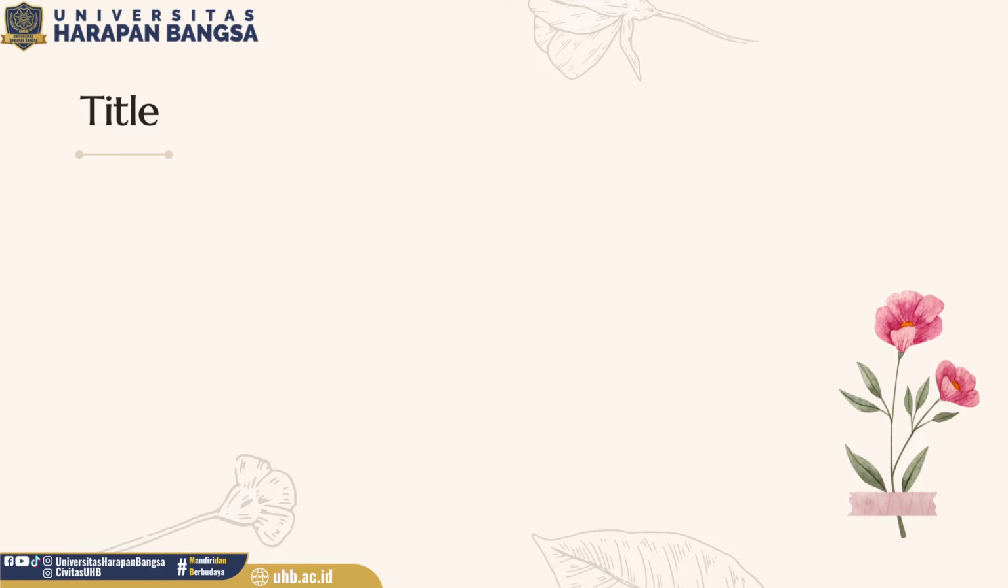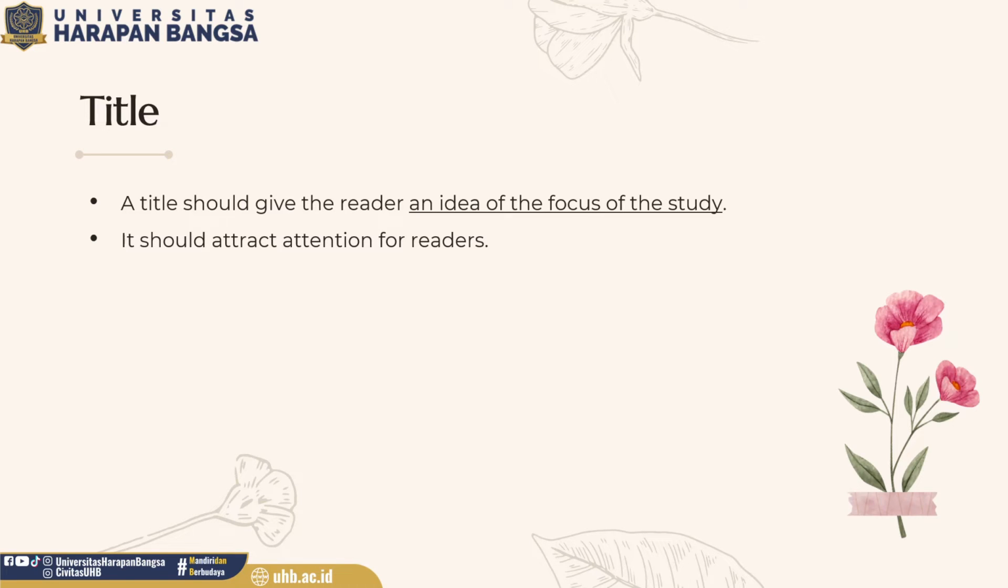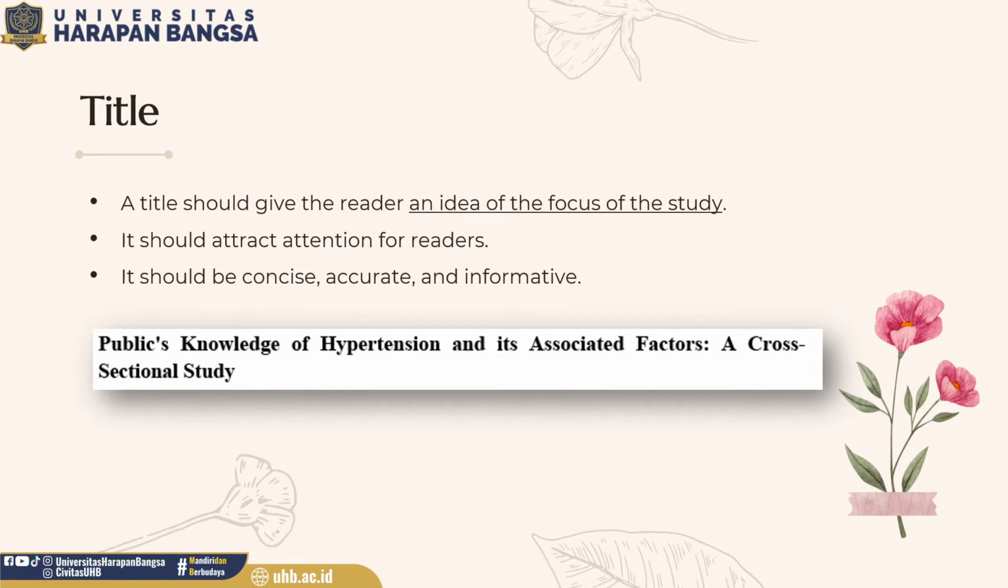Start from the title. A title should give the reader an idea of the focus of the study. It should attract attention for readers, and it should be concise, accurate, and informative. Well, in this section, readers will get the research and concepts. The title supplies enough information for readers to decide whether the entire article will be read. This is the example of a title of a research.